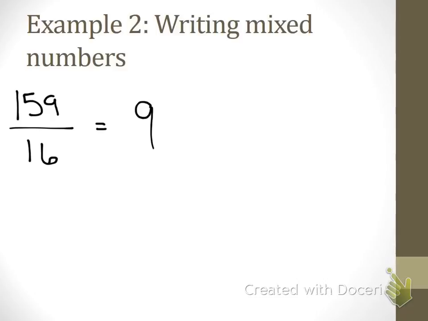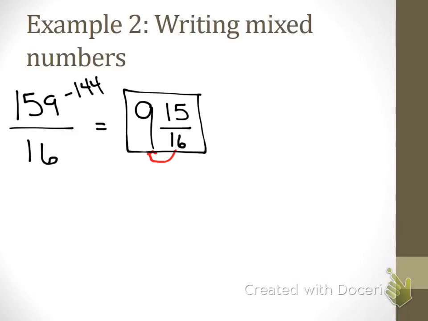Okay, so that will be the whole number in your mixed number. It's still going to be something over 16. So now here's what you do. What is 16 times 9? Do it in your calculator. 16 times 9. What do you get? 144. So now subtract that number from the original numerator. And what do you get? And that's how many's left over.